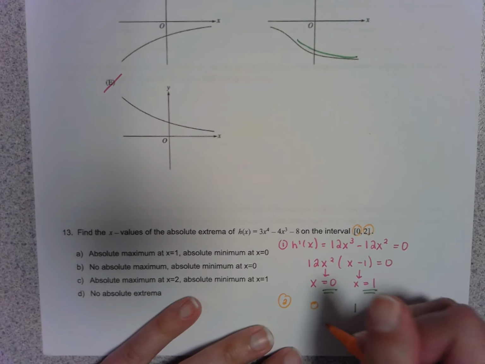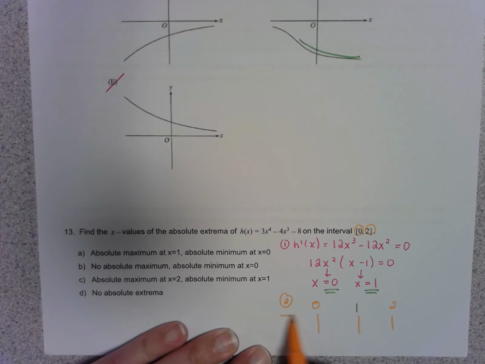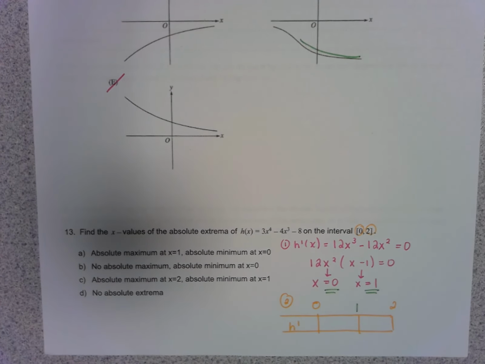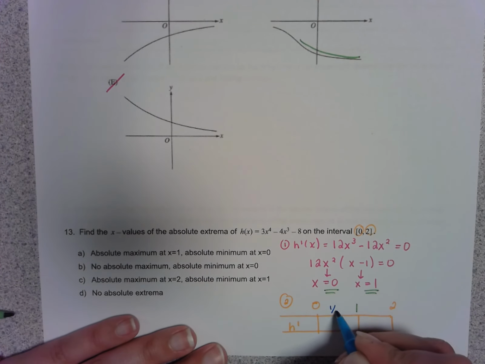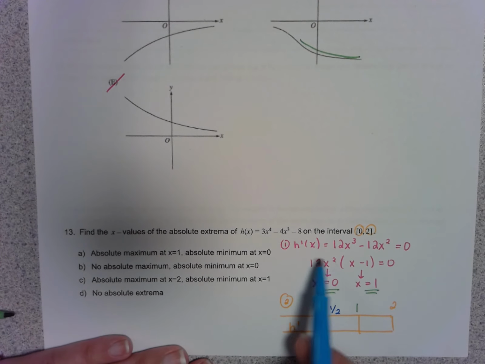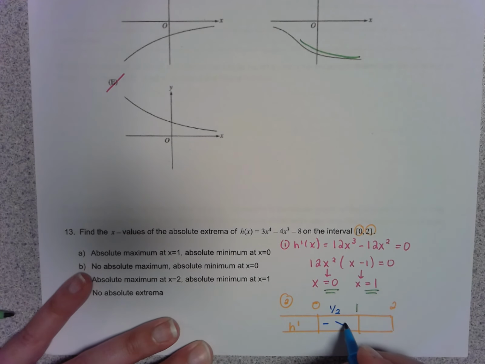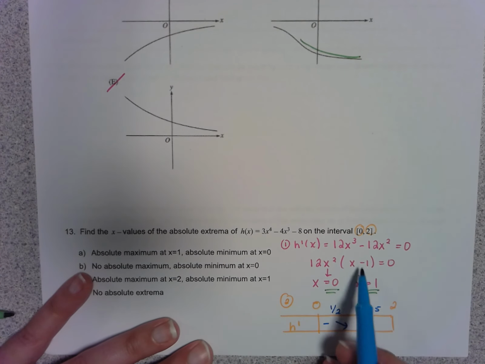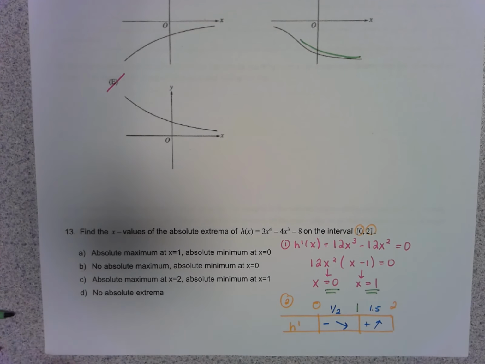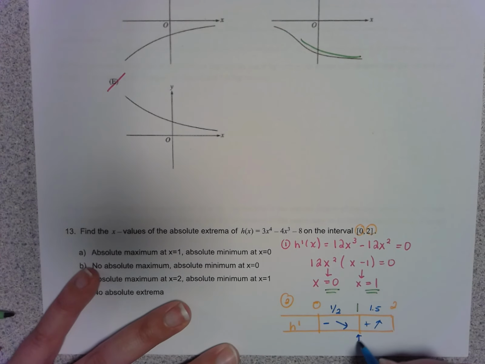Which means my chart's going to look like this. And I'm going to look at the sign of h prime. If I pick a number between 0 and 1, like 1/2, and I plug it into my derivative, I get a positive and a negative, which is negative. If I pick a number between 1 and 2, like 1.5, I get a positive and a positive, which makes it positive. Therefore, I would say that there is an absolute minimum at 1.